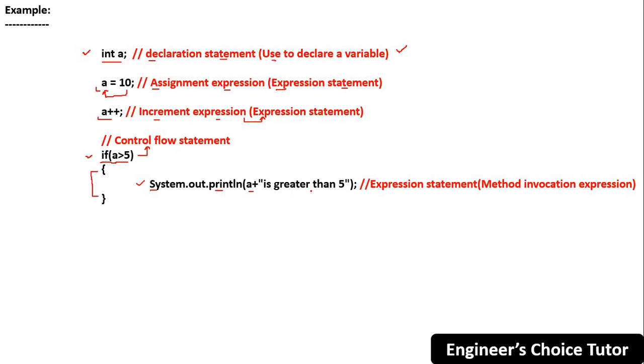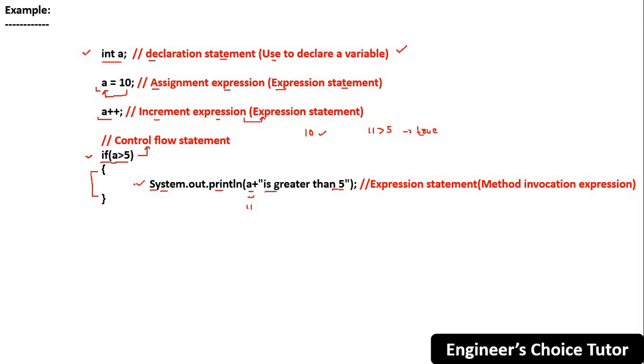Next, you have this System.out.println, a is greater than 5. a is a variable, right? So tell me, what is the value of a? 10. Initial value is 10. Then you have incremented, so it becomes 11. So 11 is greater than 5. It means what? True. So if it is true, then definitely this statement is going to execute, that is System.out.println, and this a is 11. So you will get the output like 11 is greater than 5. I hope this is clear.